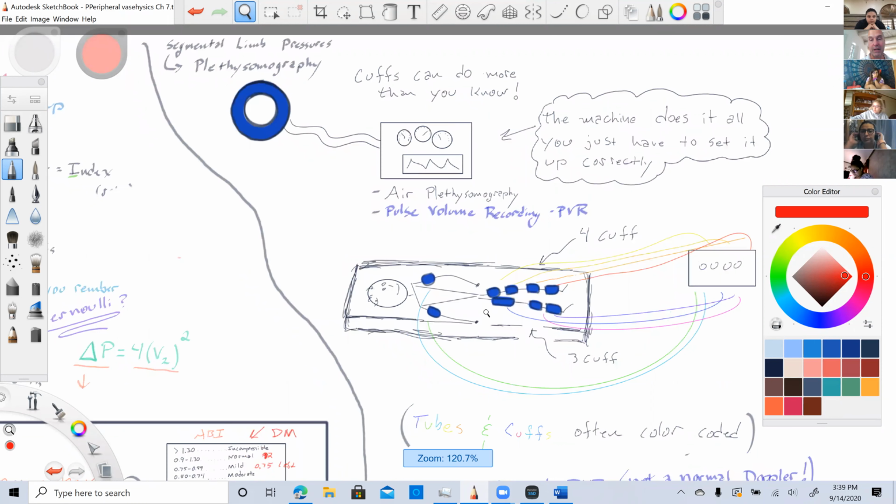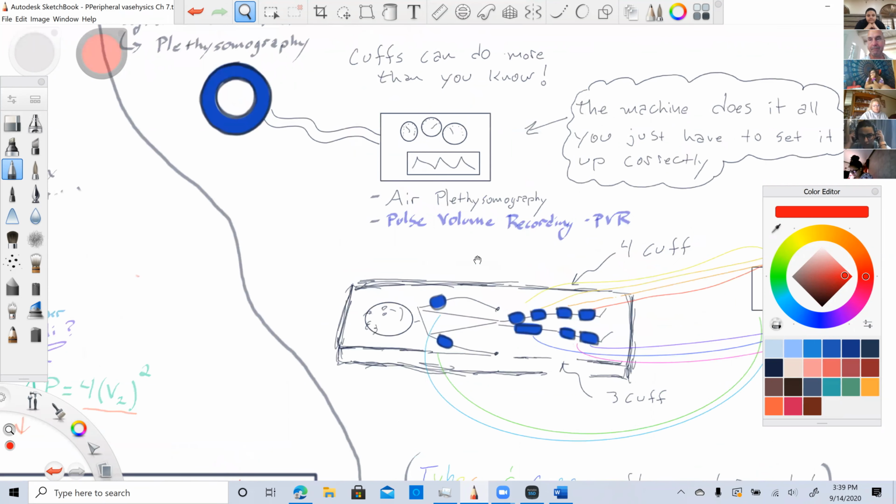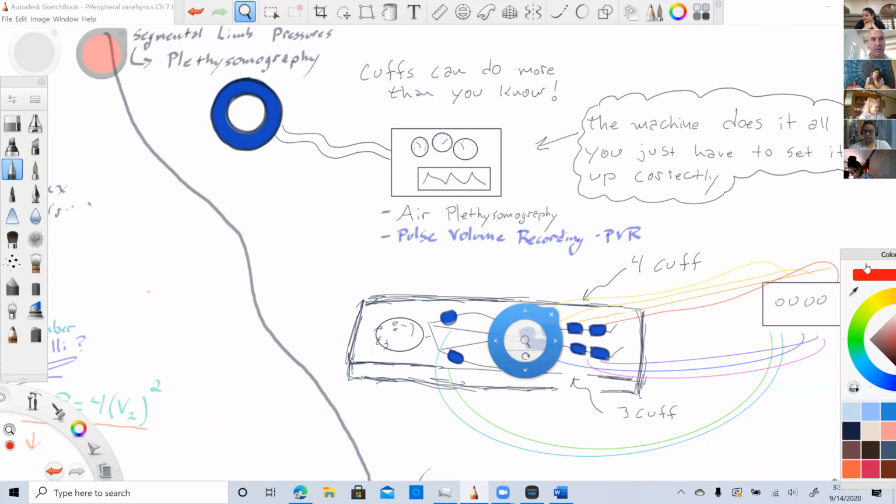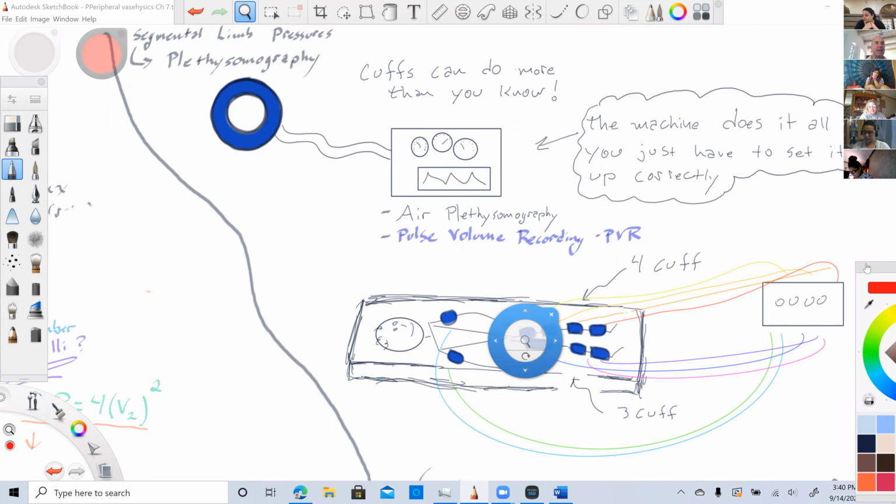Plethysmography. Once I finally learned how to pronounce it, it was my favorite word of all time. Plethysmography. Segmental limb pressures. So these blood pressure cuffs can do more than you would normally expect. You think a blood pressure cuff just squeezes your arm until the artery collapses, and then you usually use a stethoscope and they figure out what your blood pressure is.